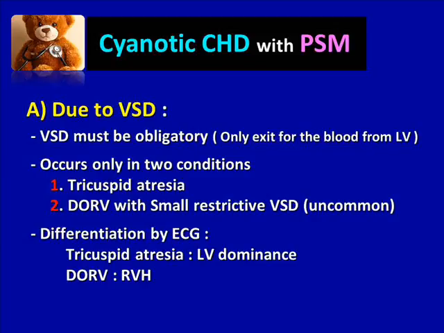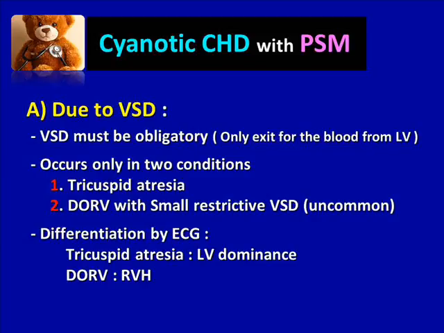Now, if it is due to ventricular septal defect, this VSD must be obligatory. That is, it is the only exit for the blood from the left ventricle. This occurs in two conditions: one, tricuspid atresia, and two, double outlet right ventricle with small restrictive VSD, which is uncommon. Now, differentiation can be done by the ECG.